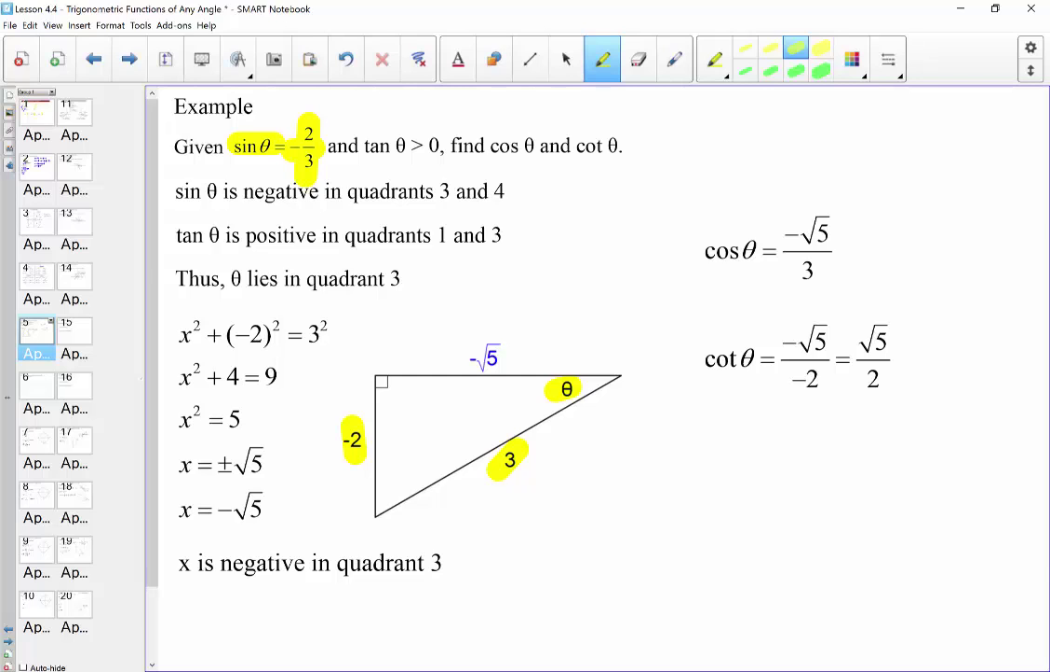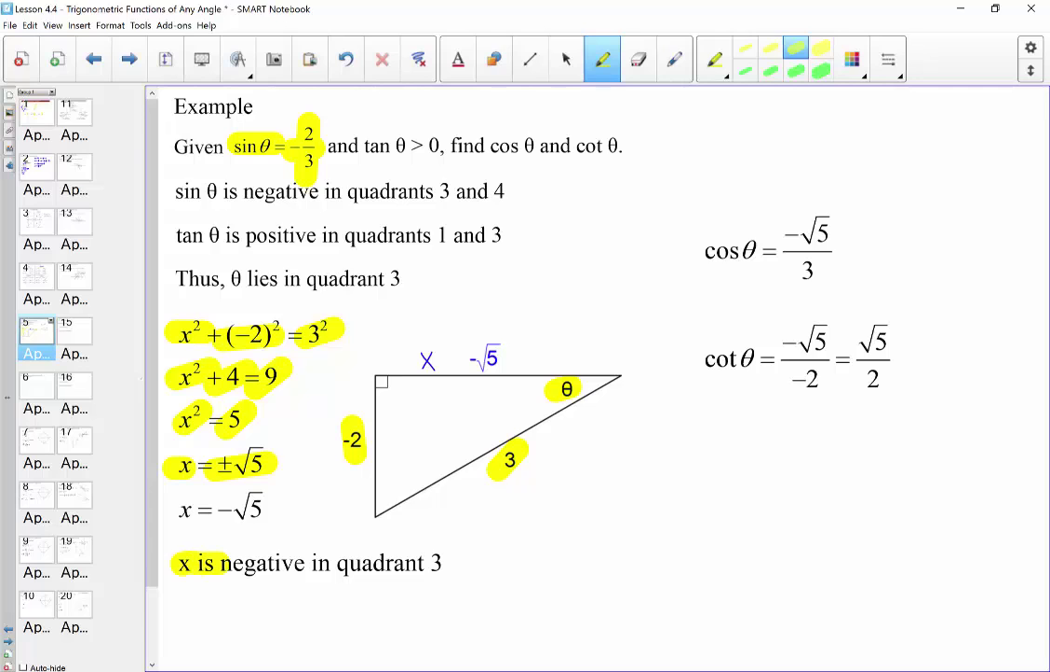Now we can use the Pythagorean theorem in order to find the missing side of the triangle. If we assume that the missing side of the triangle is x, then we can say that x squared plus -2 squared equals 3 squared. Then x squared plus 4 equals 9. So x squared equals 5 if we subtract 4 from both sides. And therefore x equals plus or minus the square root of 5 if we take the square root of both sides to solve for x.